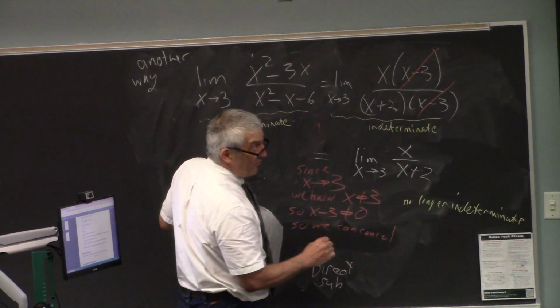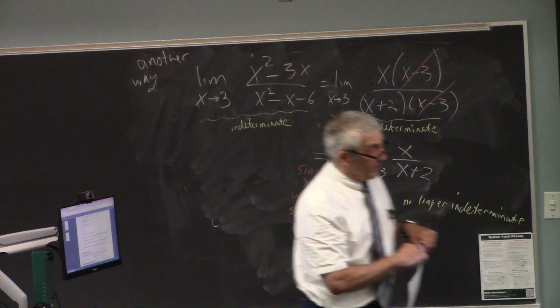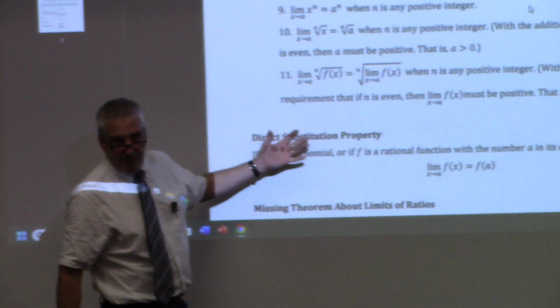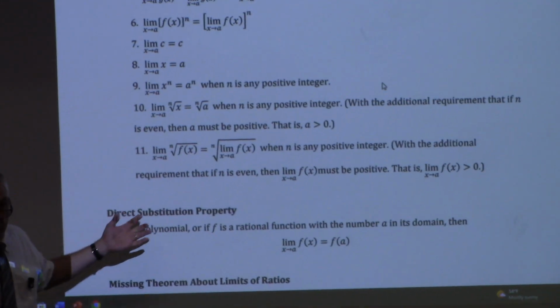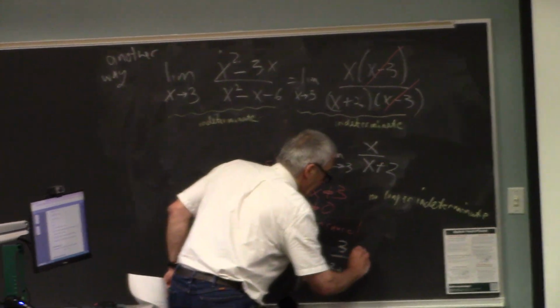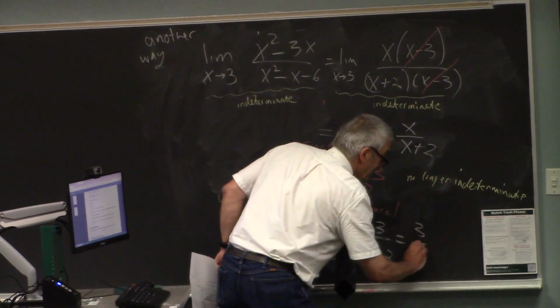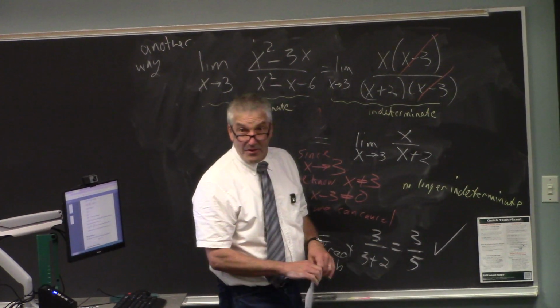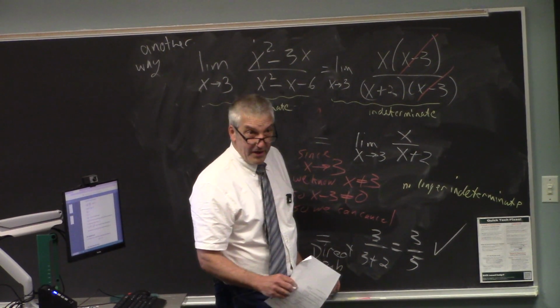The direct substitution property, remember, says if you have the limit of a rational function and the number a is in the domain, that means if you plug in the number, nothing bad happens, then you can plug in the number. So I can just plug in 3 over 3 plus 2, and that gives me 3/5. Isn't that cool? So that's the same answer that you got in recitation.